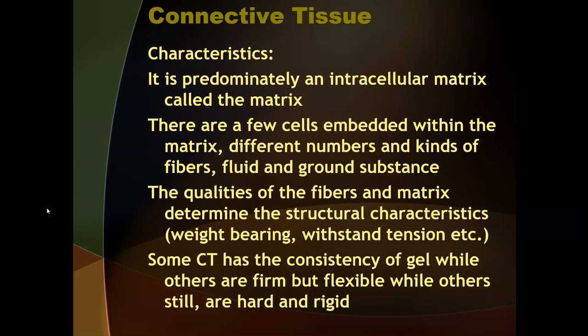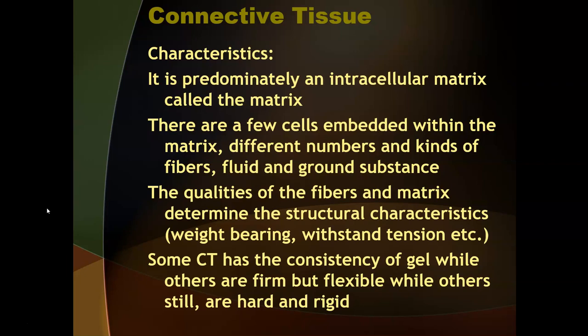So we say then that there are a few cells embedded within the matrix. And then on top of that, in that matrix, we have different numbers and kinds of fibers, fluid, and something that might be new to some of you, something called ground substance. So again, where epithelial tissue was lots of cells, connective tissue is actually more about the matrix. So then the qualities of the fibers and the matrix determine the structural characteristics, not the cells.